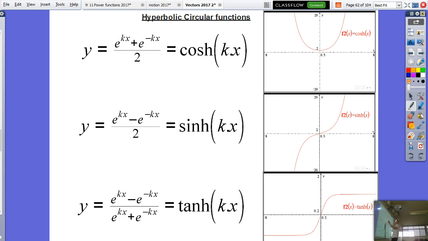That's okay. But for short, the nicknames: cosh, sinh, tanh. So it's sinh, but we say shine because the shine function sounds better than the shin function. And then it's the tanh function.